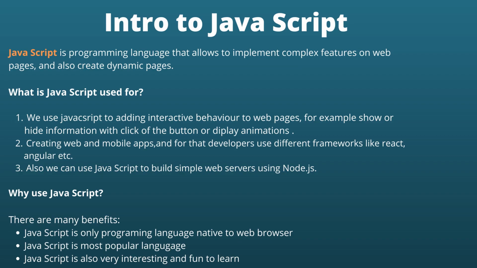Now, the question is, what is JavaScript used for? In the first place, we use JavaScript to add interactive behavior to web pages. For example, show or hide information with a click of a button, or let's say display animations.